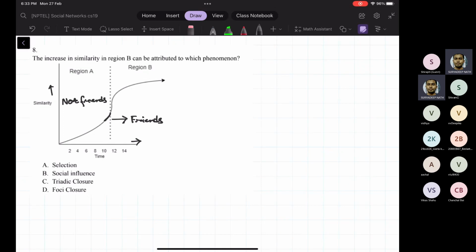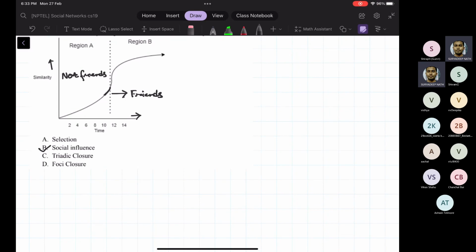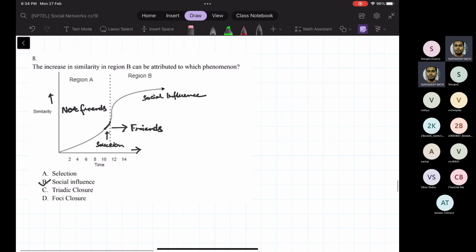But they are asking us what happens in region B. Region B is where they have already become friends and their similarity measure is still rising. What we are seeing is social influence: you become friends with them and then you become more similar. So this is the case of social influence. Selection occurs before becoming friends, so this part is where selection occurs, and here social influence occurs. We cannot comment about triadic closure or focal closure because we don't have adequate information. So for sure, we can say that it is a case of social influence.